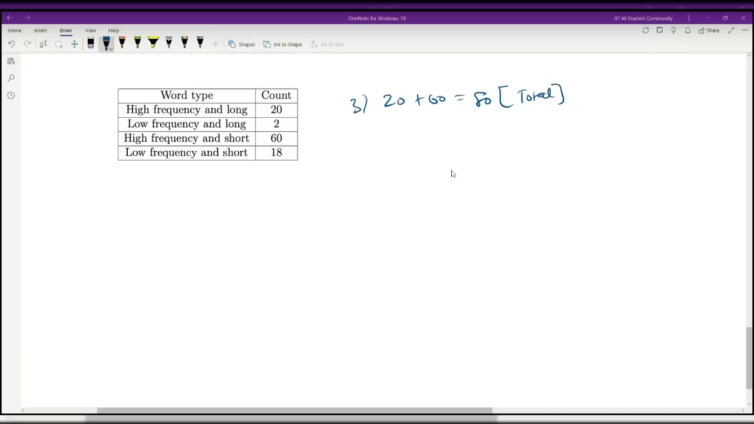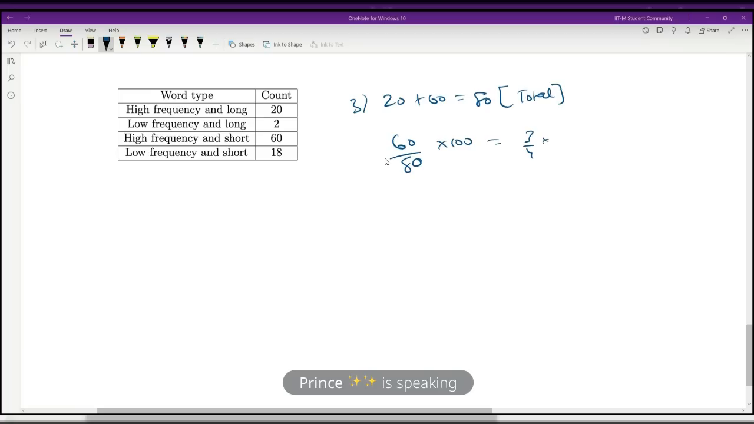I'm just writing down the steps of the third question. Is this the third question? Yeah, this is the third question. 60 by 80 into 100, into 100. So it is 3 by 4, 0.75 into 100. That comes out to be 75%. Can you please tell the option, Prince? I think it is option A. Okay, let's leave this here. It is 75%. Yeah, I'm happy for one of your classmates as there was a doubt as well.